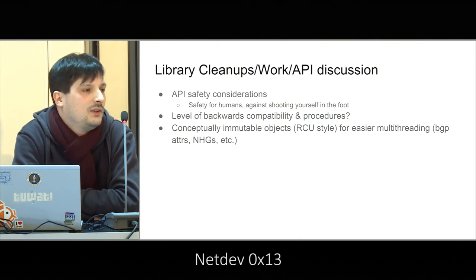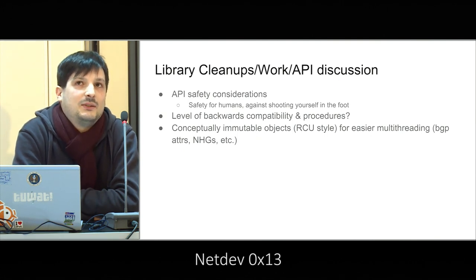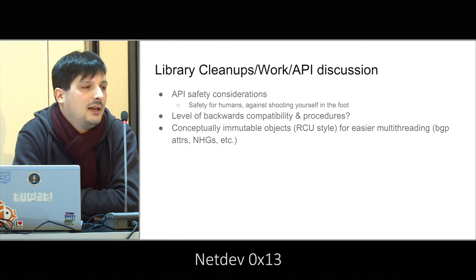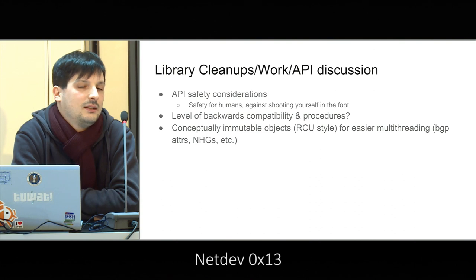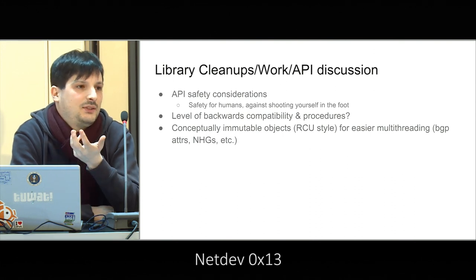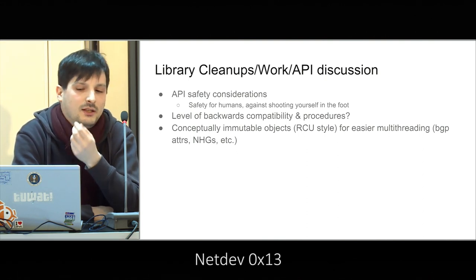There's also that since we're growing more into a multi-threaded direction, it's becoming useful to apply concepts of immutability to places where it's possible, like BGP attribute structures. The way the kernel does this in a lot of places is where an object is allocated and after it's released in RCU semantics, it's not updated anymore, and you just copy the entire thing if you need to change something.